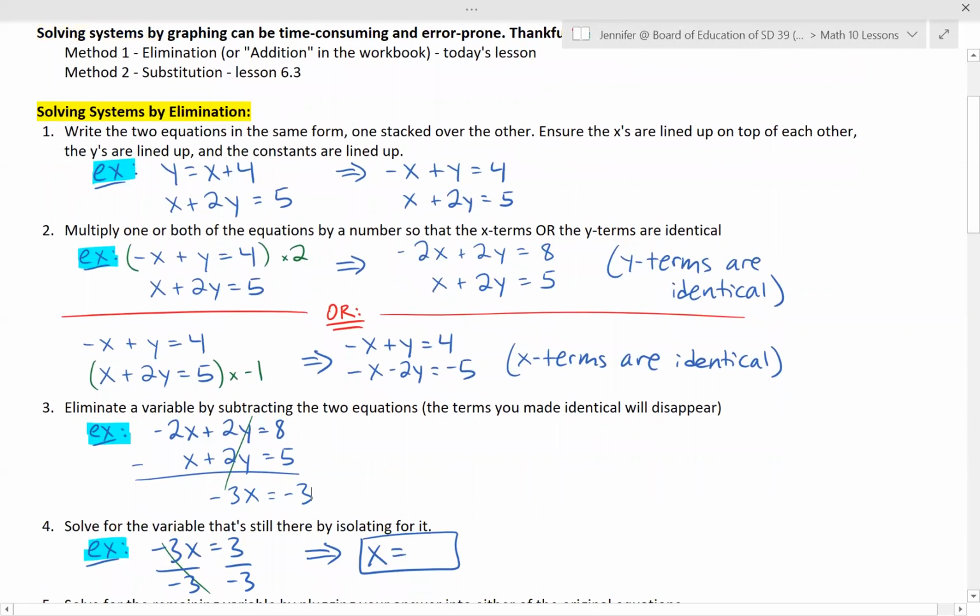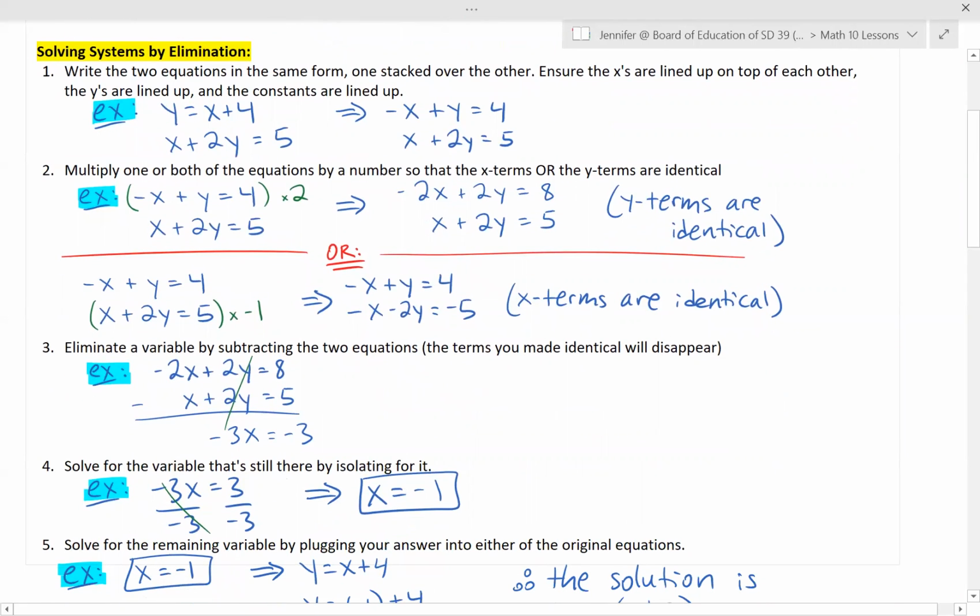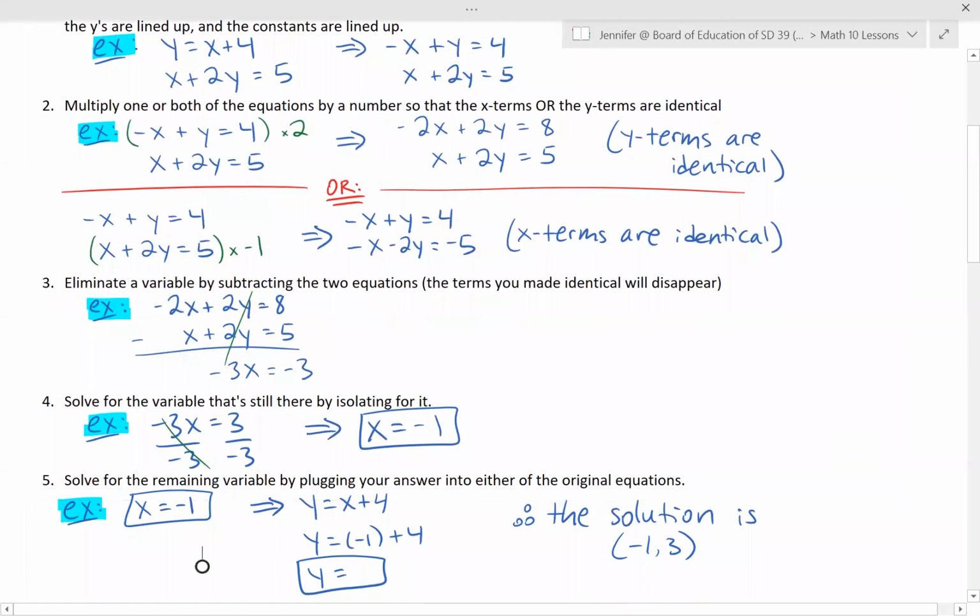So that's the next step, solve for the variable that's still there by isolating for it. We've got negative 3x equals 3, so we'll just divide both sides by negative 3, and that gives us negative 1. So we're halfway done our solution because we know that the x value of our solution is negative 1. We just don't have the y value yet, and that's what step 5 is. Solve for the remaining variable by plugging your answer into either of the original equations. So again, we know that x equals negative 1 is the x value of this solution.